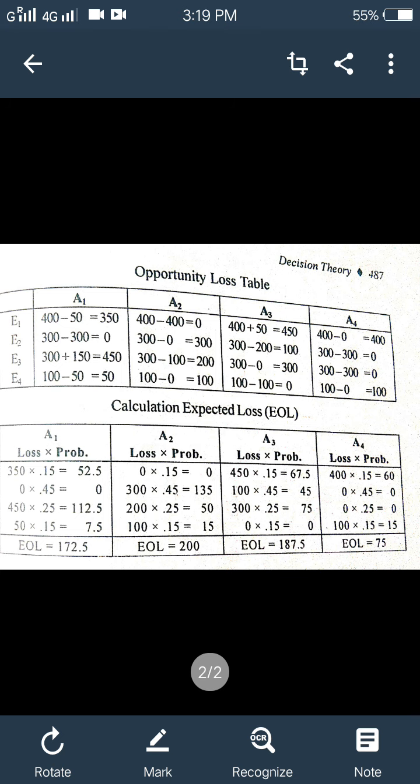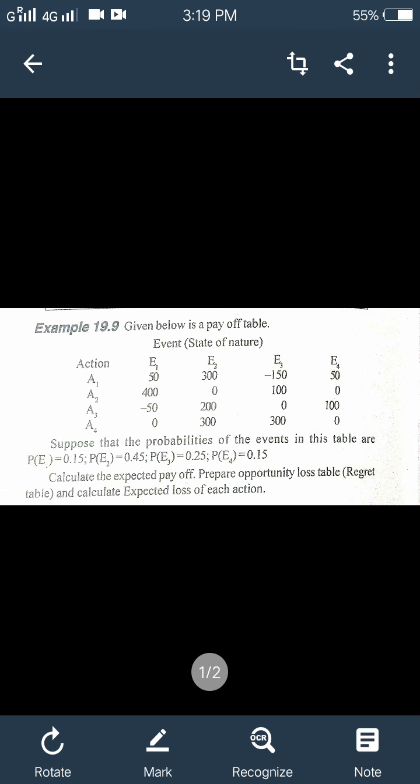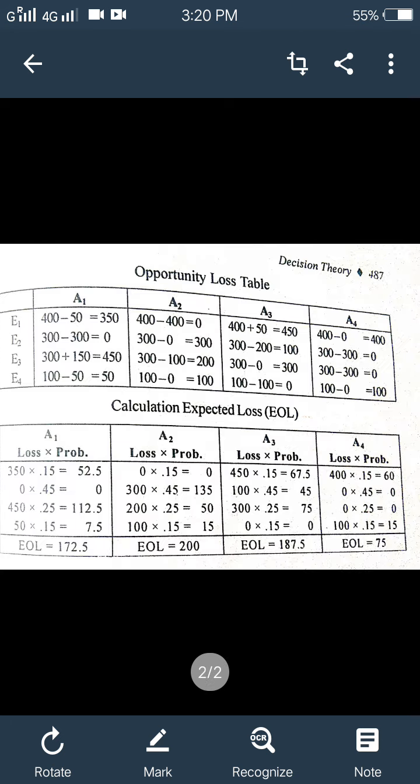Again, see E2. Which is maximum? Maximum value is 300. Now we will subtract each value from this 300 in E2. Remember, we do this work for E1, E2, E3, E4. So 300 minus 300, 300 minus 0, 300 minus 200, 300 minus 300.